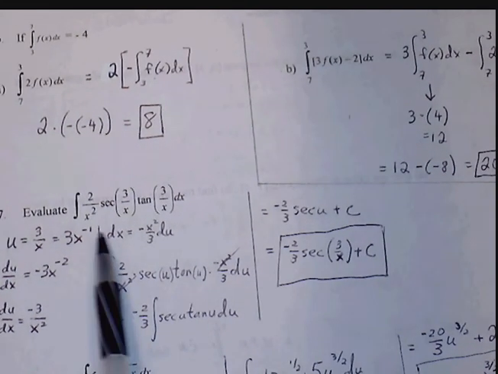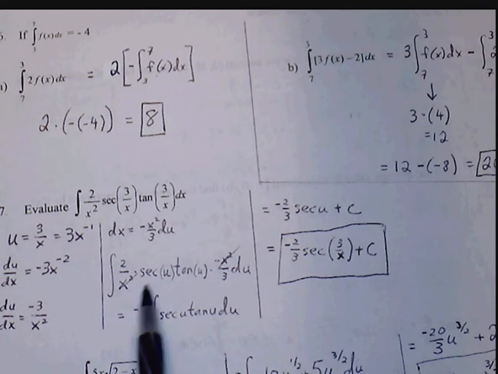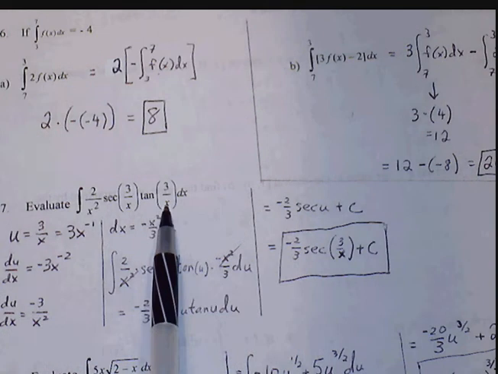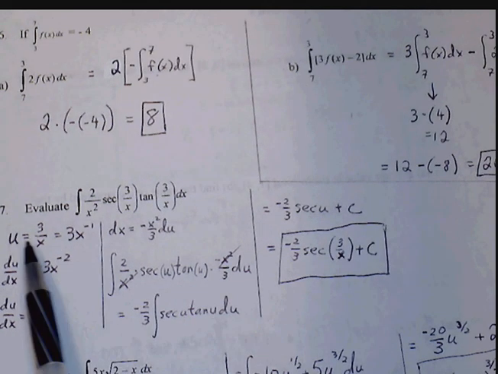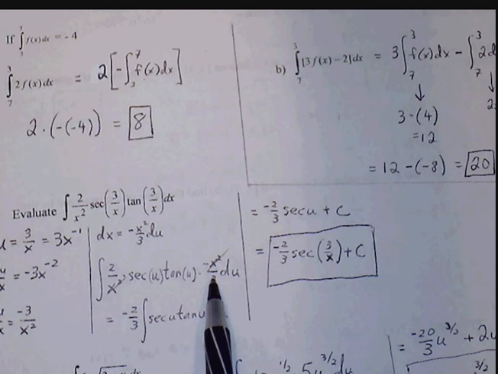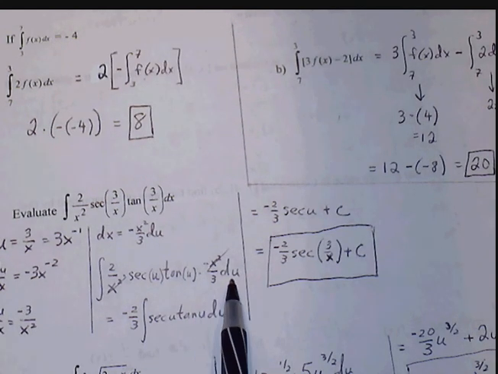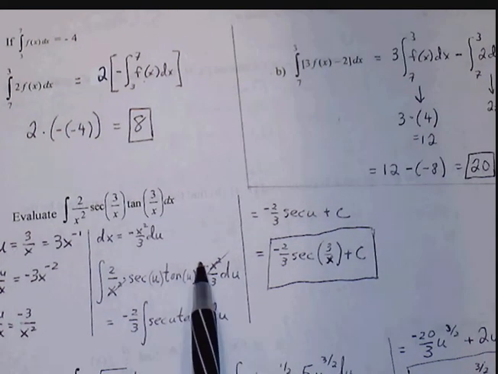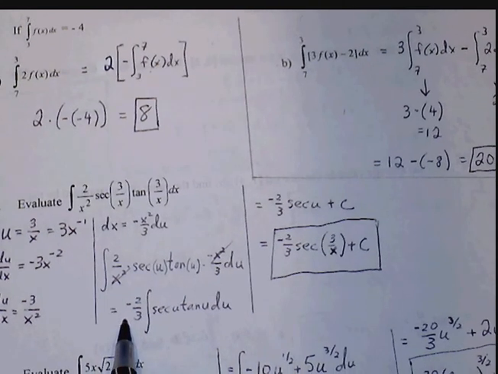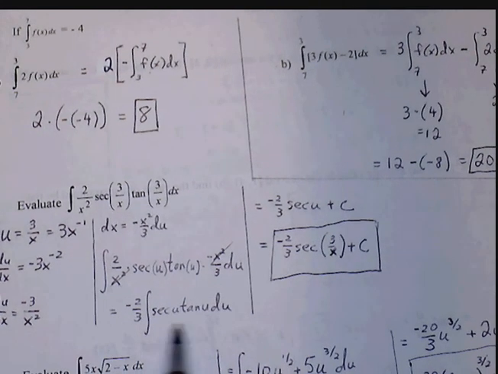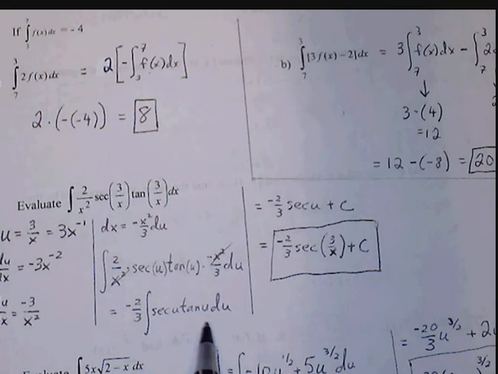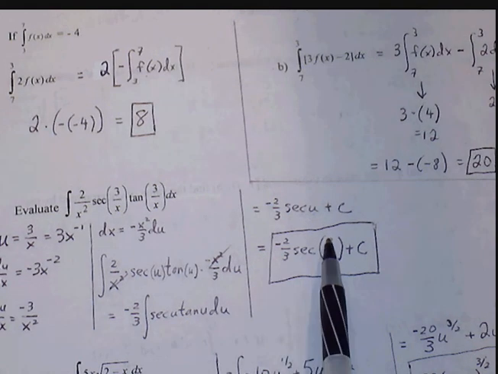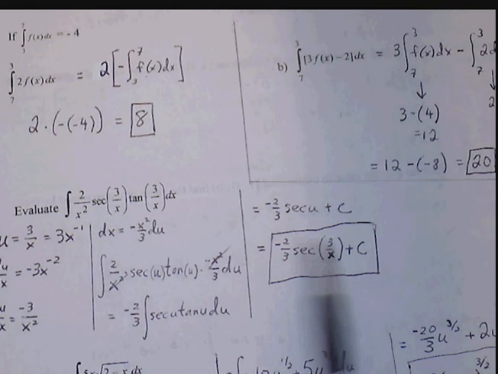We make our substitutions. 2 over x squared does not get replaced initially. Secant of u, tangent of u. So 3 over x gets replaced with u. And then dx gets replaced with negative x squared over 3 times du. Now we see that the x squared will cancel out, but we have to keep track of the negative 2/3, which comes out as a coefficient. So now we have something clean that we can find a rule for. So integral of secant tangent is simply secant. So negative 2/3 secant of u plus c. So negative 2/3 secant of 3 over x plus c, once we replace u in terms of x.